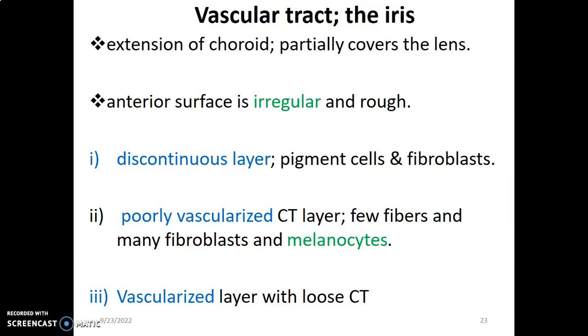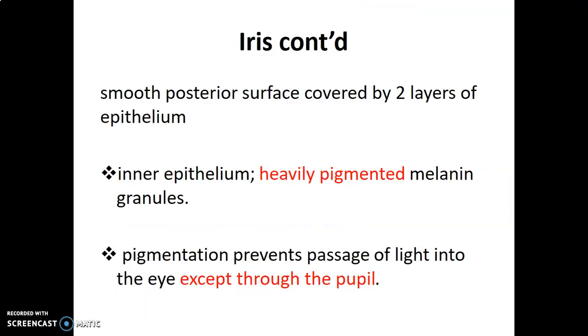The amount of pigment varies in people. Some people have greenish blue, gray, or brown irises. Albinos have no pigment in their iris, so it tends to look pink because of reflection from the blood vessels in the iris. The iris is vascularized.